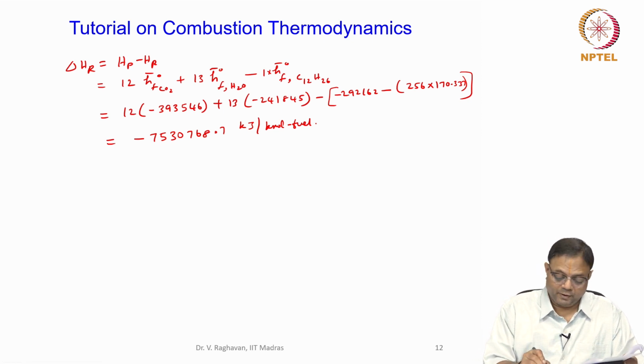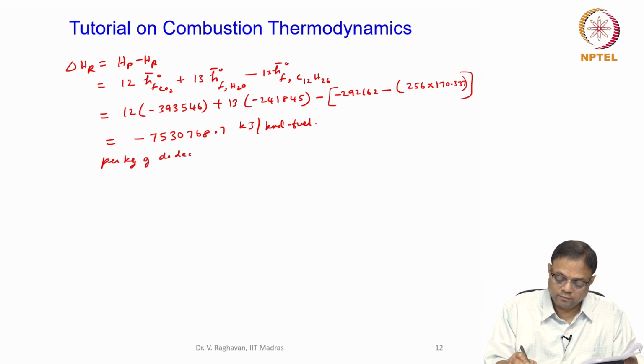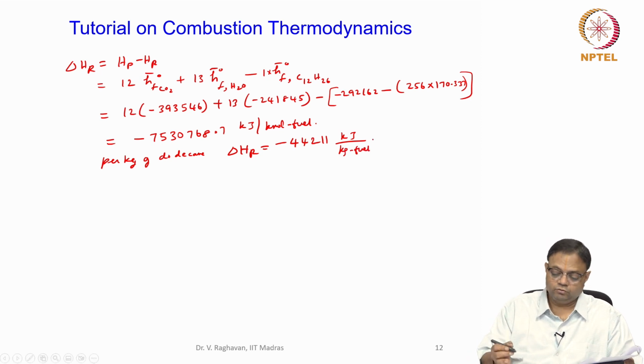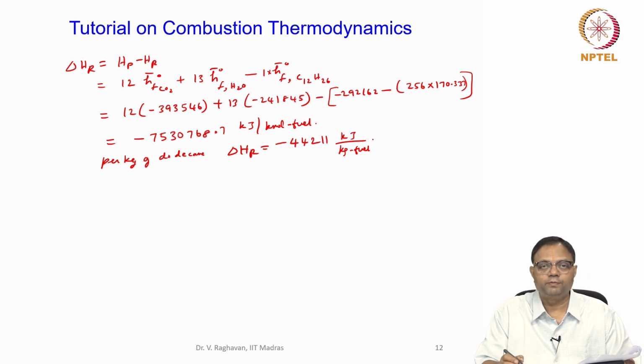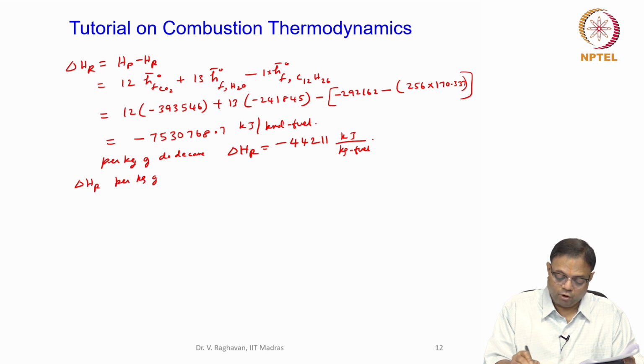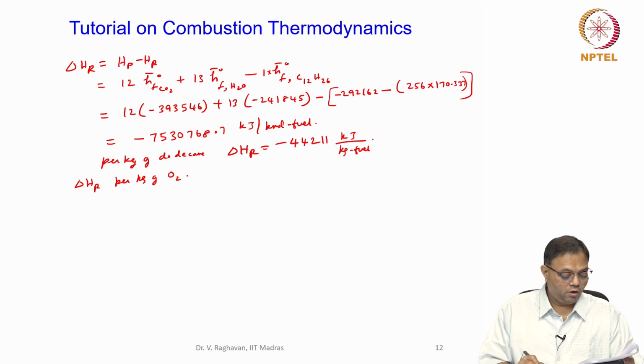Now per kg of dodecane, delta HR will be equal to minus 44211 kilojoule per kg fuel. Okay, so it is negative because this is an exothermic reaction; delta HC will be the negative of this. So now, delta HR per kg of O2, how will you find that?